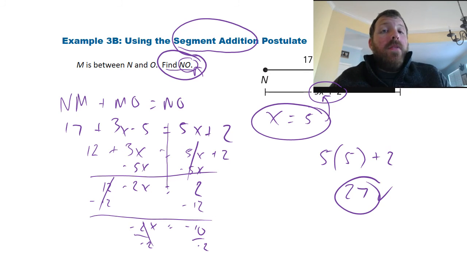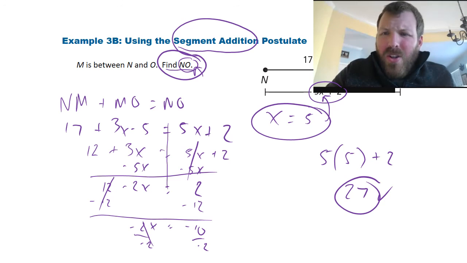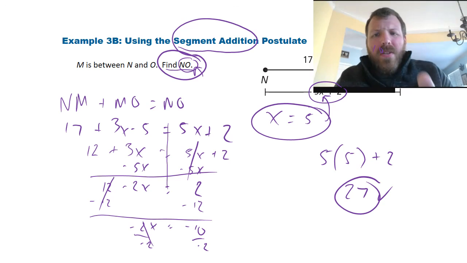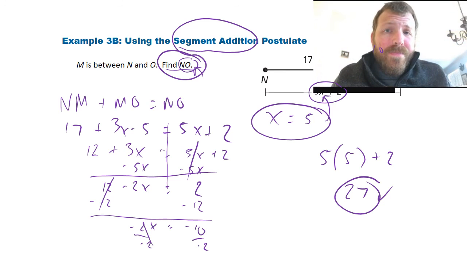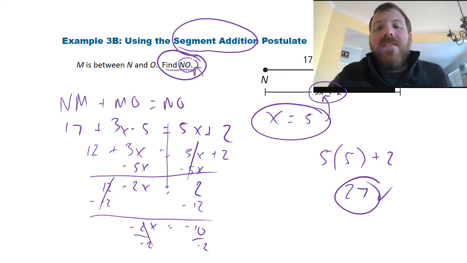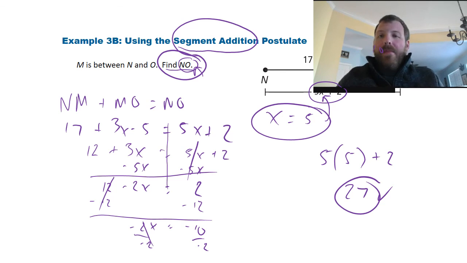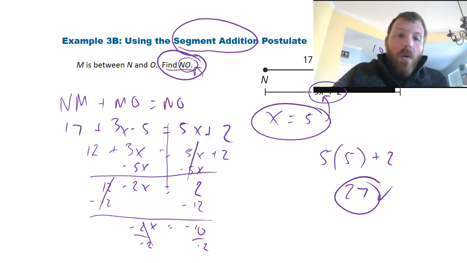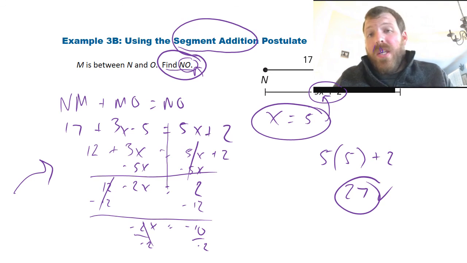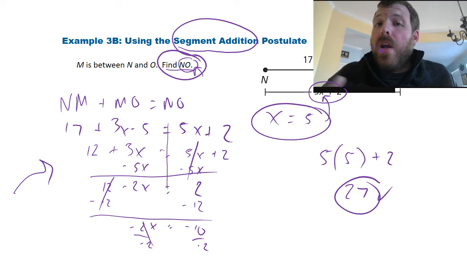I can, of course, find the other lengths if I want to. This one should be 10, because remember, 17 plus 10 equals 27. If I take 5 and plug it in there, I will get 10, because 3 times 5 is 15, minus 5 is 10. You may say, well, what happens if I plug x in there and they don't all work? Well, that means you have to go back over here and look at what you did. You probably did something wrong whenever you were trying to solve for x.